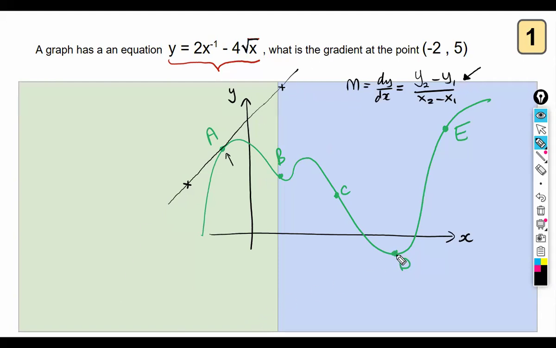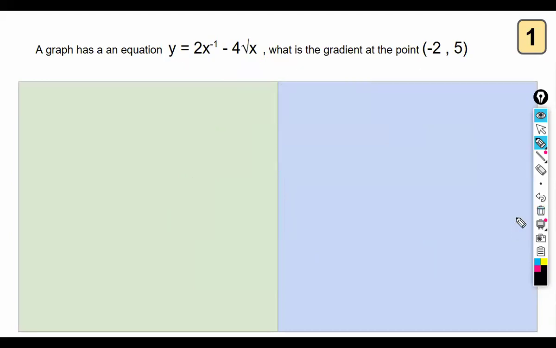And if you wanted to find the gradient at point B, you would have to draw a tangent at point B and take 2 points on the tangent and use that formula. That used to be a headache, right? Because it takes a lot of skill to draw a tangent. But luckily for you, if you want to find the gradient at any point on a curve, we now have something called differentiation.